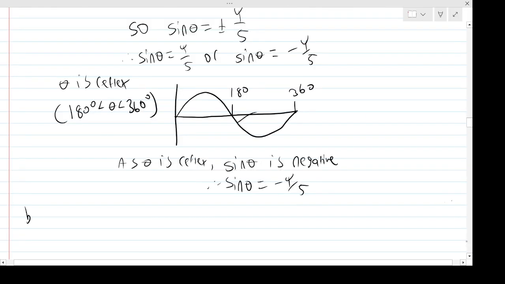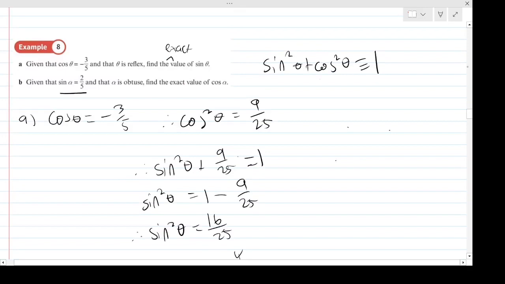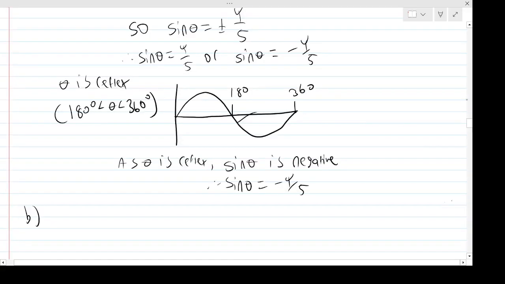Cool, then part B. Very similar now. We have sine alpha is 2 over 5, and alpha is obtuse. Calculate the exact value of cos alpha. We have sine alpha is 2/5. We need the value of cos alpha, not the value of the angle alpha, but just cos of the angle. If we did inverse sine to get alpha, the angle, we would get a nasty decimal.